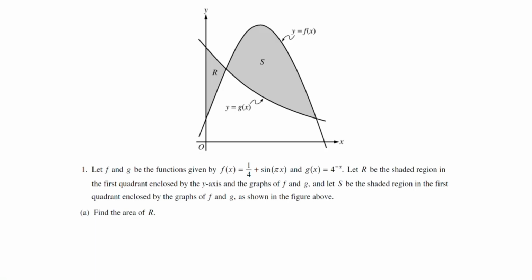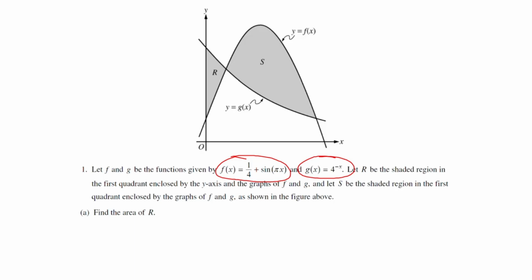All right, this is question number 1 from the 2005 AP Calculus AB exam. This is an area and volume FRQ. It's a calculator question where we're given 2 functions, f and g, defined as 1/4 plus sine pi x for f and 4 to the negative x for g. And R is the region in the first quadrant between them and the y-axis. And then S is the rest of the region between them in that first quadrant right there. And we can see it in the figure.